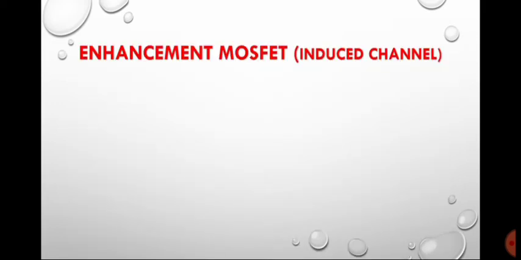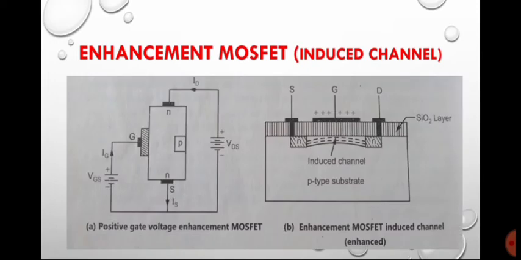Now, as I told you, there are two types of MOSFET. One is known as enhancement and the second one is known as depletion. Here I am going to explain the enhancement MOSFET. For this we are going to refer to this figure. See what is written in the bracket: it is induced channel. Why induced channel? Let us see.